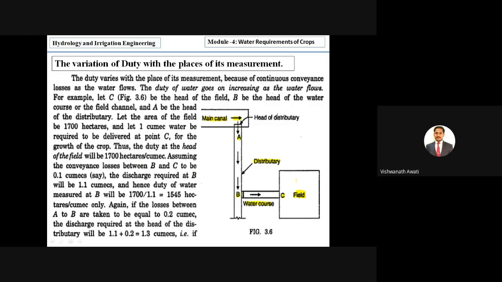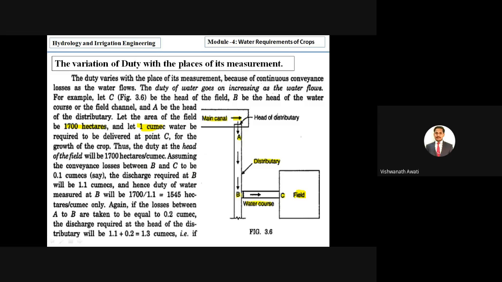The question is how duty varies with the place of measurement. For example, we require water for this field, calculated, and we know how much duty is required. For example, if the area is 1700 hectares, and for this entire field 1 cumec of water is required, will the same amount be released from the main canal? No. Why? Because from the main canal to the distribution canal there will be some losses, and from the distributary canals to the water course there will be some losses. So losses will be considered.